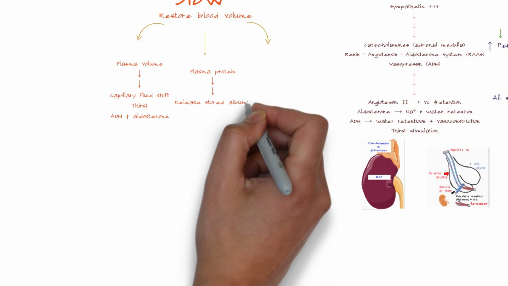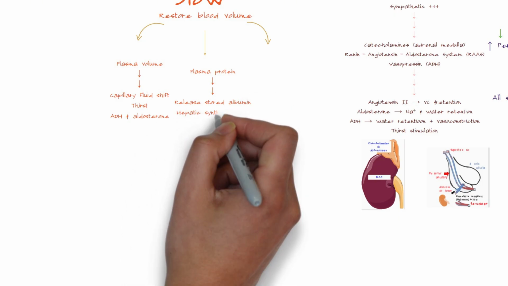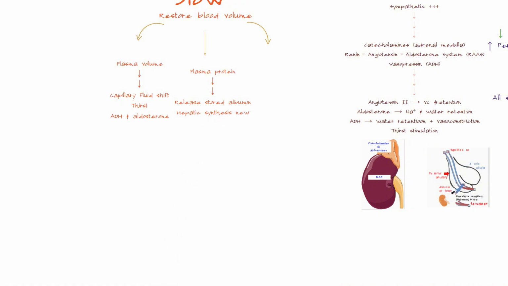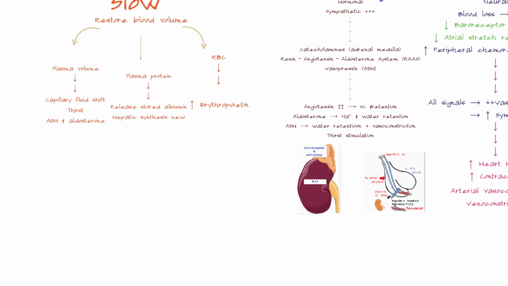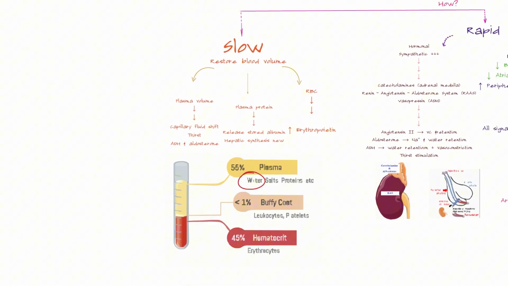And for reduced albumin, all the body needs to do is release the stored albumin or synthesize new albumin from the liver. Last but not least, the red blood cells. Here we increase the number of RBCs through the stimulation of the erythropoietin.